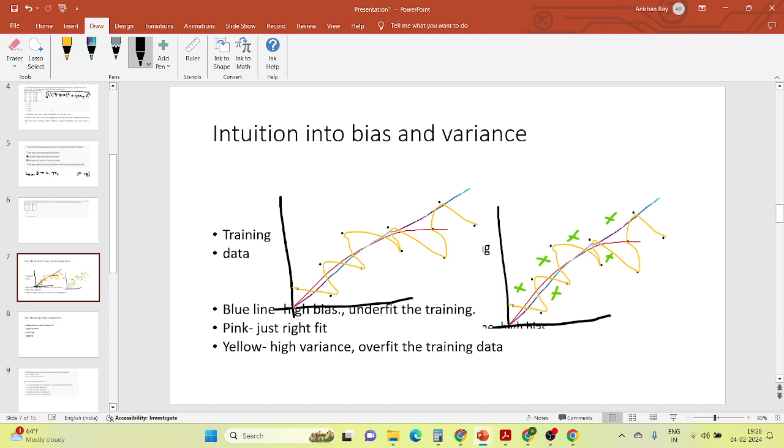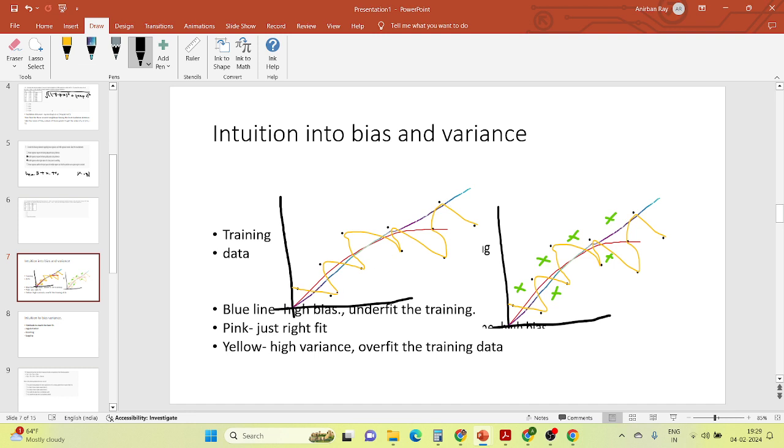You can understand that this blue straight line is not trying to learn the data. It is biased to be a straight line. It is not trying to account for the properties of the data. So I say that this blue line has high bias.